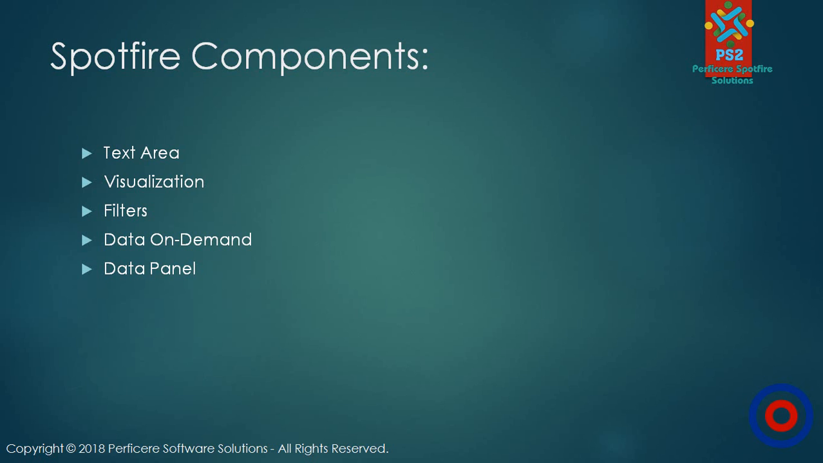Filters, like how you can apply implicit filters and explicit filters. So how you can use those, and then data on demand, how you can display the marketing data you wanted to see. In the data panel, like data tables, each column has its properties and filters, so how it's getting displayed in the data panel and how you can use it while developing a Spotfire dashboard.